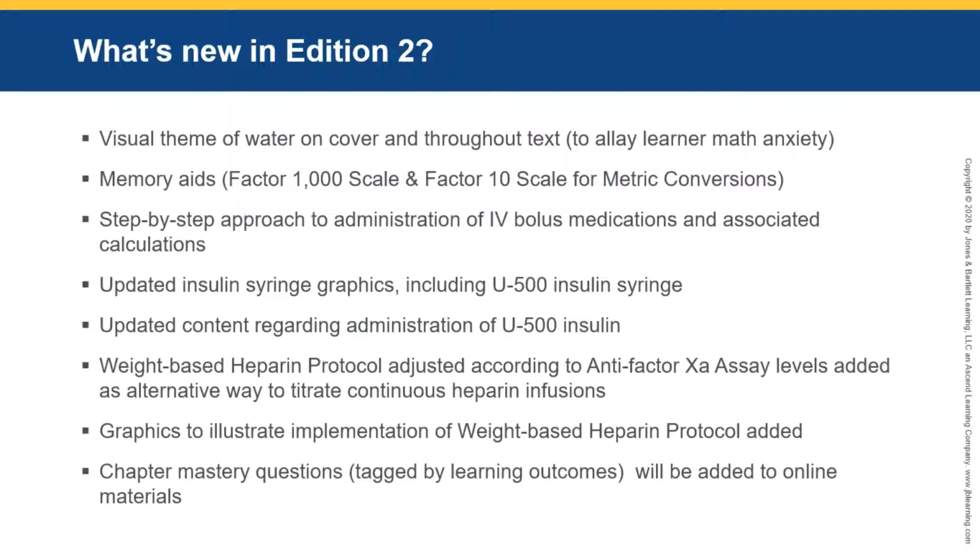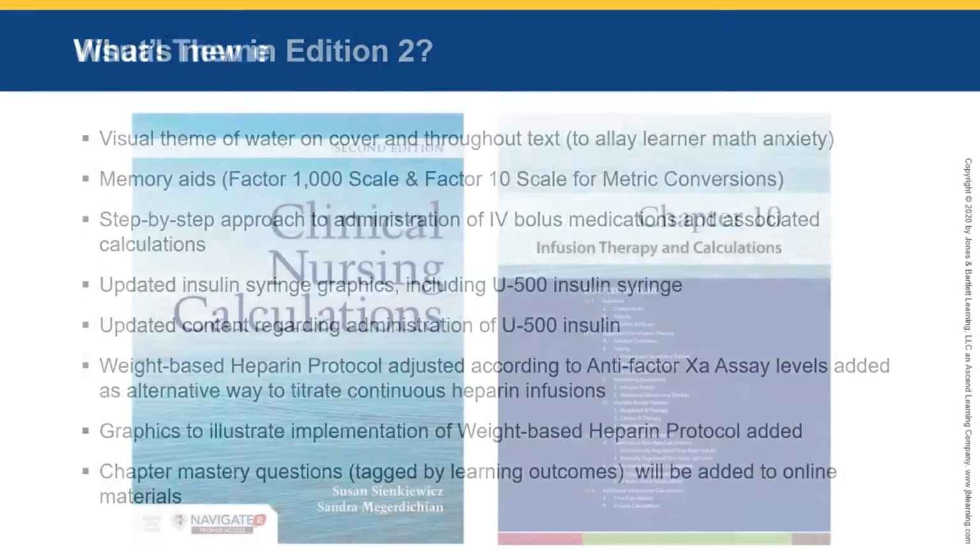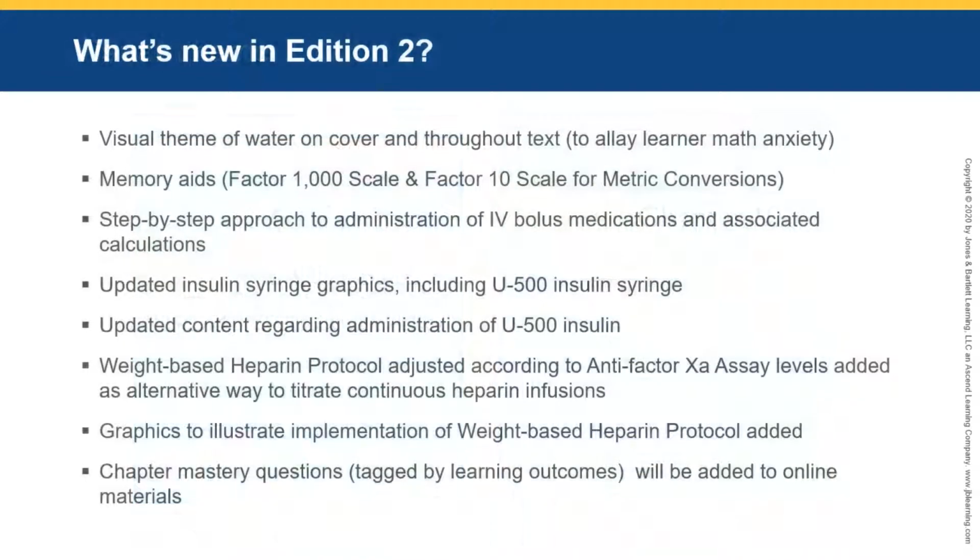And another new feature of the second edition will be mastery questions that are tagged by learning outcomes that will add to the online materials. We're working on those now. And mastery items, what I mean by that, those are questions that indicate that the student has mastered the material. Unlike homework questions that are sorted by learning outcome, mastery questions won't be sorted. As you know, it's harder for the student to answer questions when the types of questions are all mixed up. That really tells us whether or not they understand the material and can figure out what the question's asking.